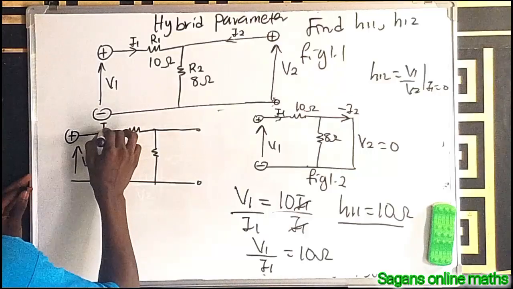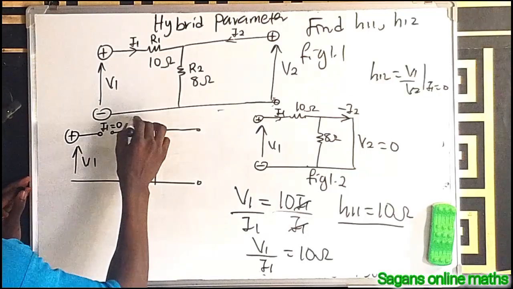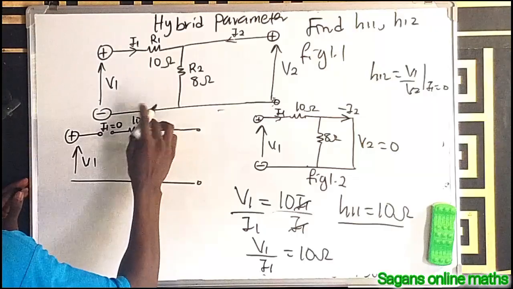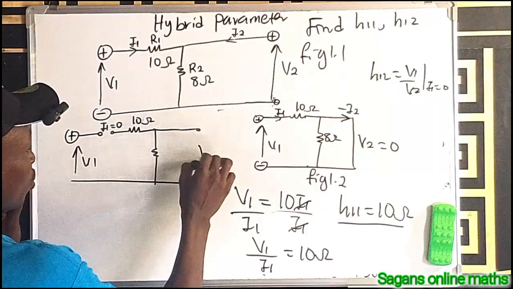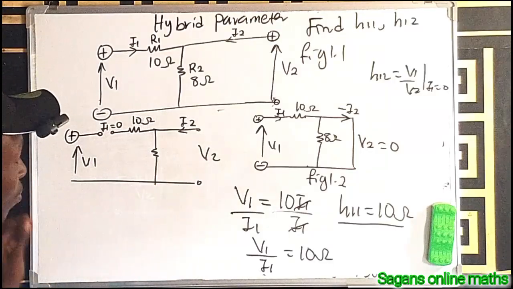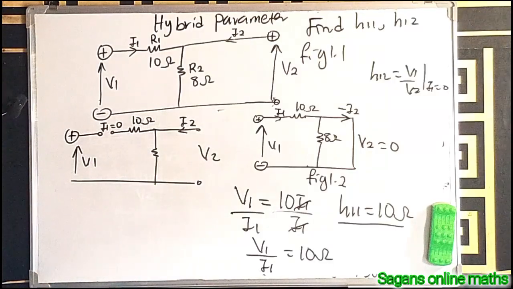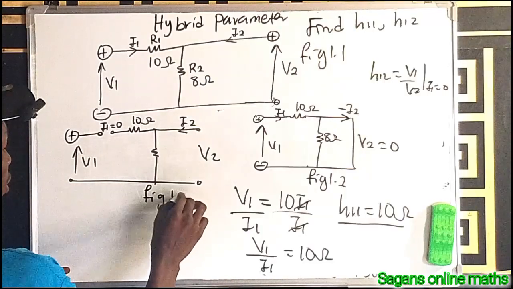This is V1, this is I1. Remember that I1 is equal to 0, so there's no current flowing through here. There's no current because I1 is 0. Then our V2, and here is our I2. Now this is the circuit, so this is figure 1.3.